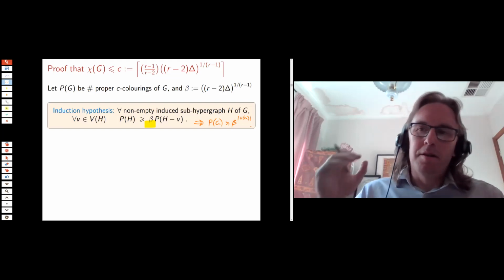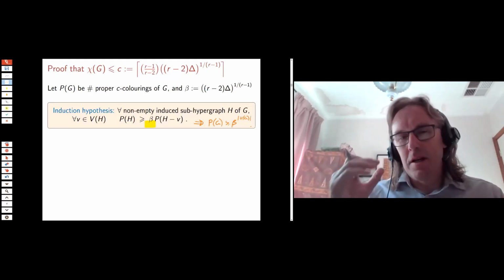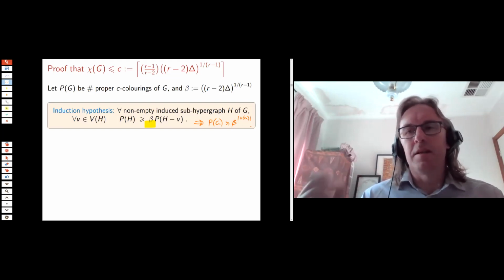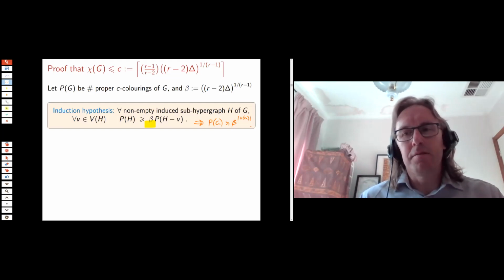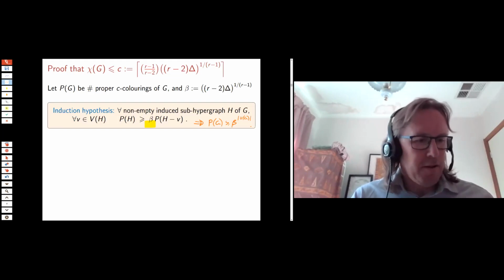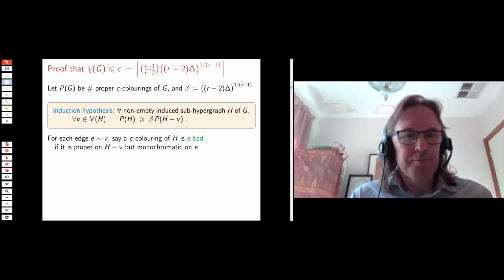So you don't directly prove that the number of colorings is exponential. You do the slightly stronger hypothesis that tells you what happens when you just delete one vertex. And that's a really good idea. And once you've got this hypothesis set up, the proof just writes itself. It's really all the cleverness, I think, is in the induction hypothesis. But let's go through this proof.